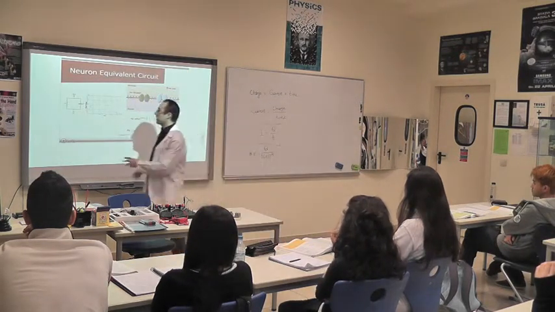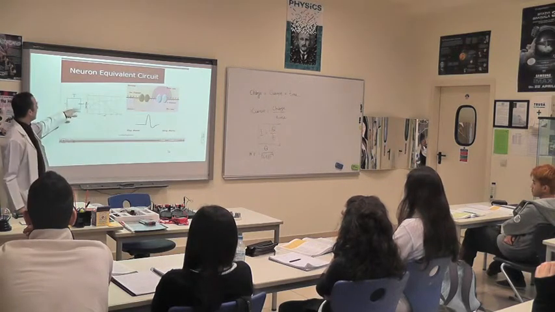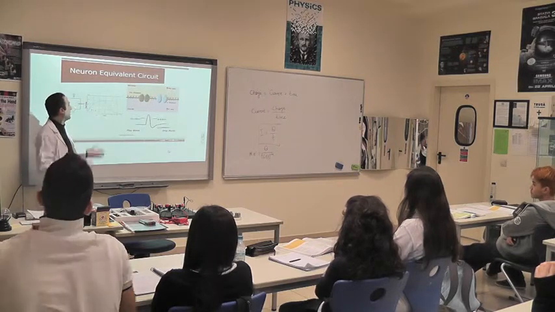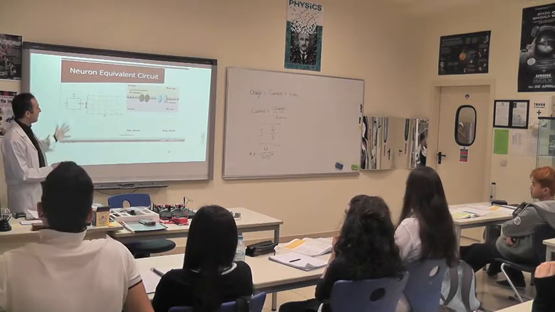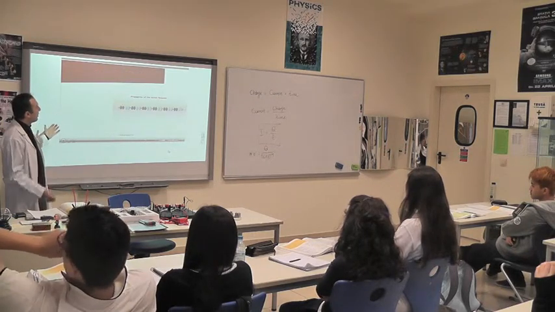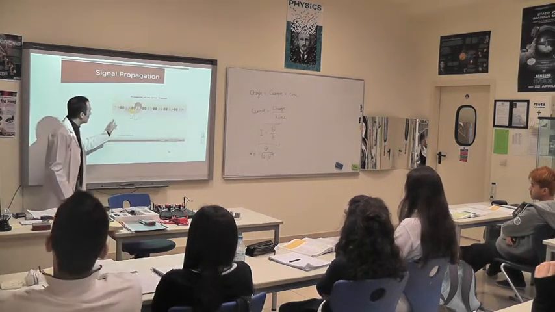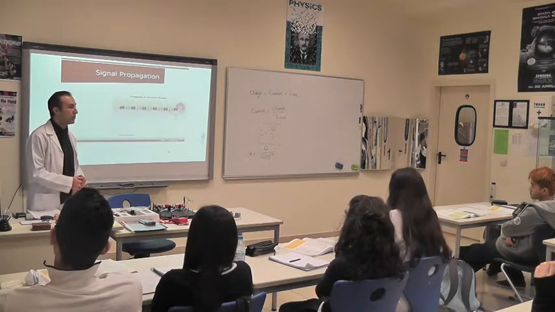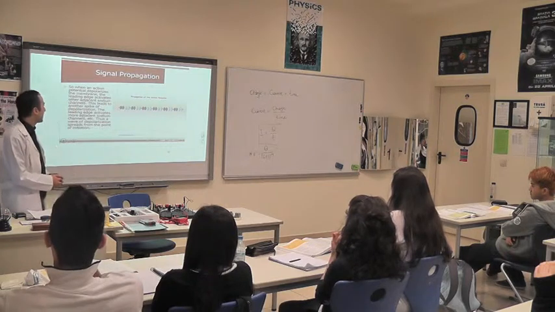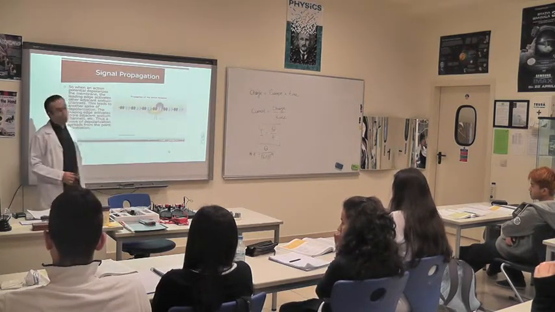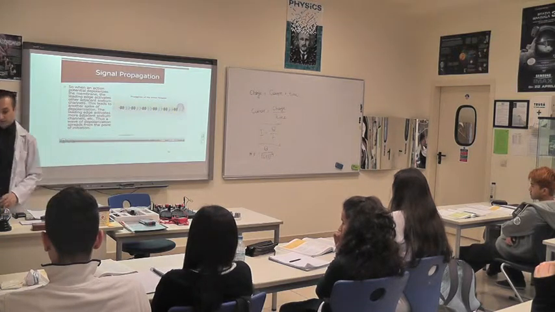It really looks like a circuit with a resistor and a capacitor if you investigate. I'm not going to talk about the details of this system. We just need to know that this charge distribution, because of the potassium and sodium ions, produces the electric signal, the current, the pulse, which travels through the neuron just like that.